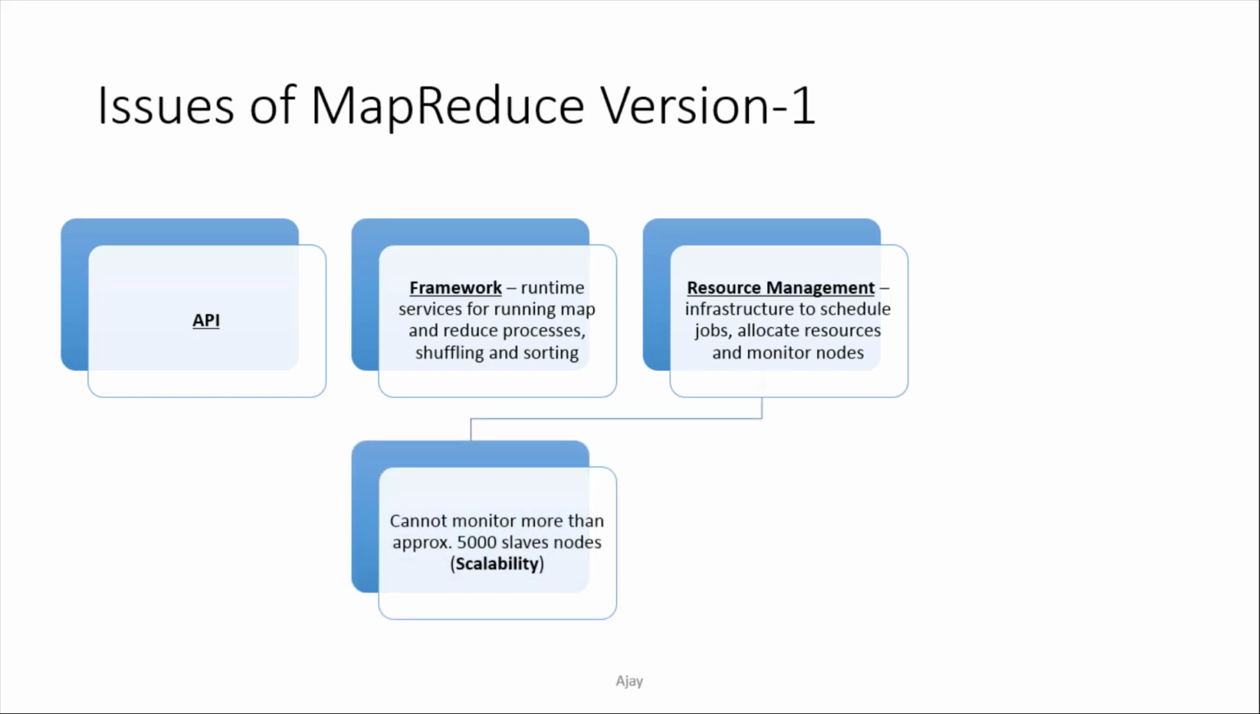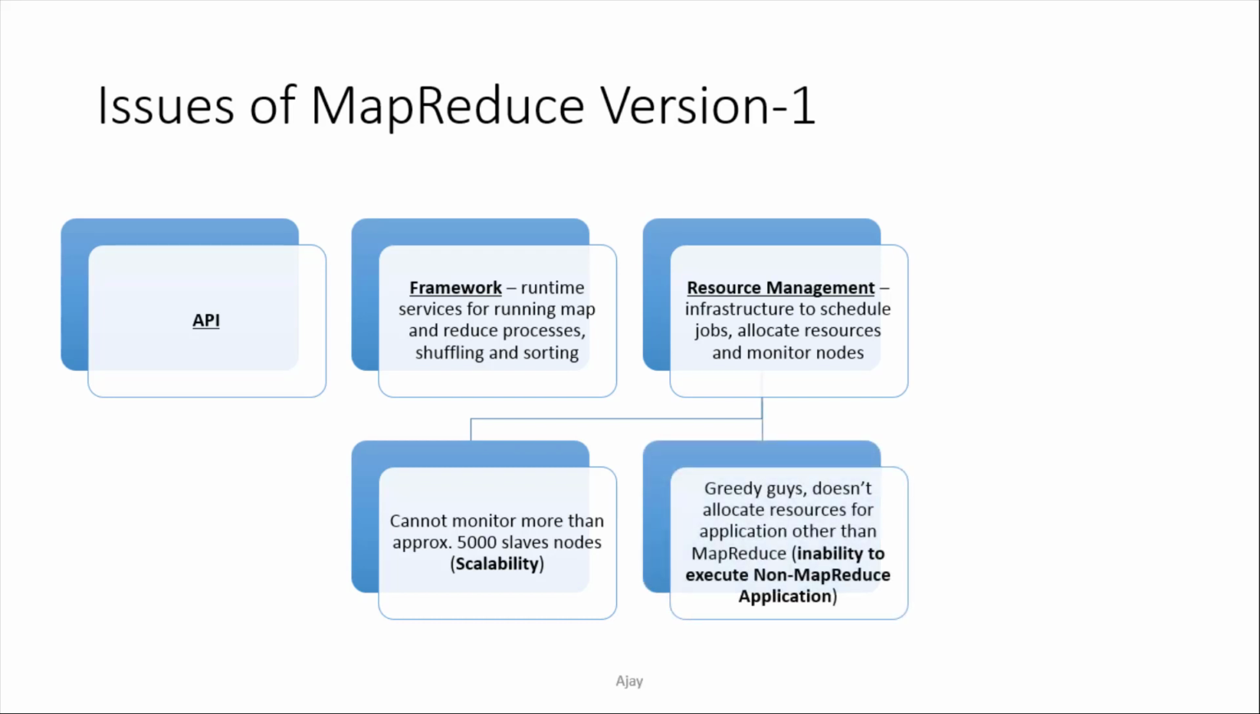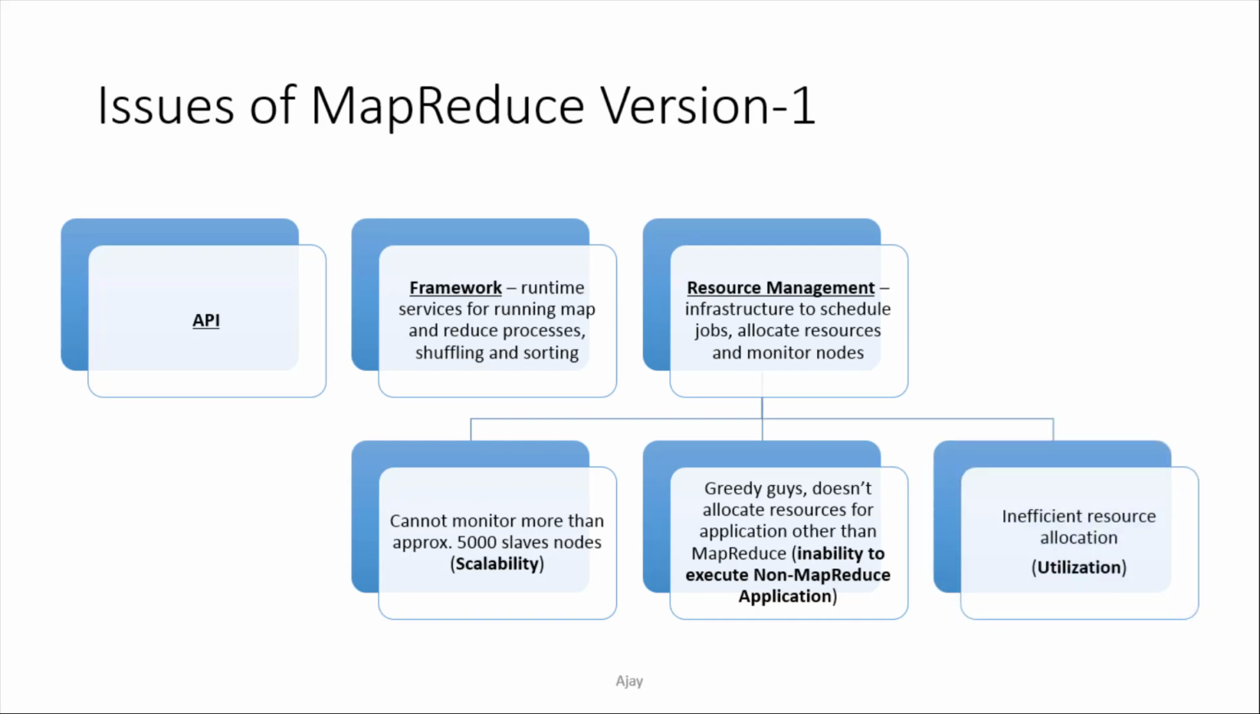Now this is the most heavy lifting operation of MapReduce due to the inability of the job tracker to monitor many slaves, which is the main reason for the scalability issue of MapReduce. It is responsible for allocating resources for applications to execute. But the resource manager is a greedy guy. He doesn't provide resources for other applications to process and hence other applications like graph applications cannot be executed. So whatever the user wants to do, he has to do it with MapReduce only. Also, it is very inefficient in resource allocation.